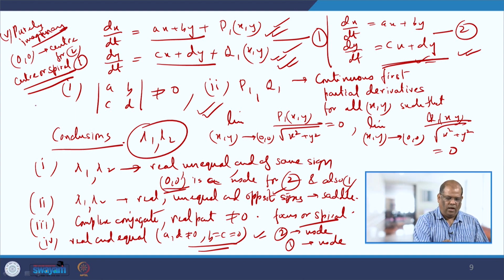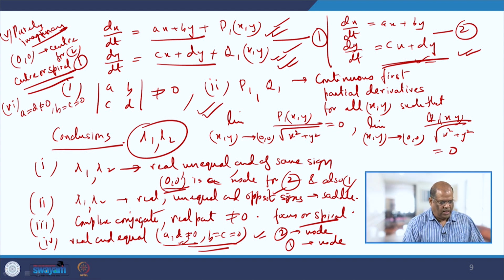And similarly, if your roots are real and equal with the condition a = d not equal to 0, like here a and d are not equal to 0, but they can be different values. But here, if a is equal to d and non-zero and b = c = 0, in that particular case (0, 0) is a node for system 2, but for system 1 it can be a node or a spiral.